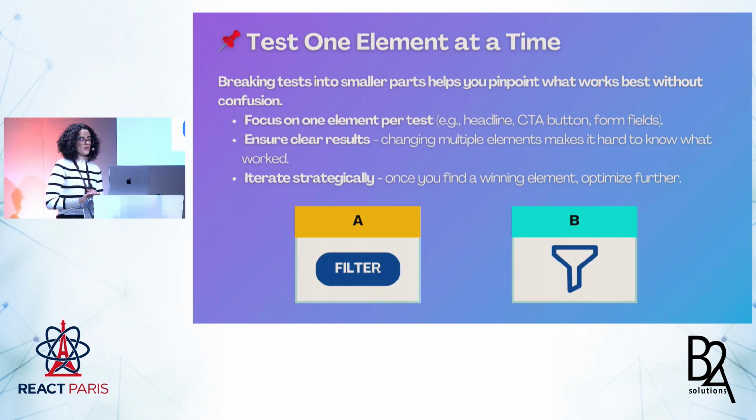The next thing you should consider is to test one element at a time. Breaking tests into smaller parts helps you pinpoint what works best without confusion. You should focus on one element per test, for example, headline, call to action button, form fields. And you should ensure clear results. Changing multiple elements makes it hard to know what worked. And the last thing is you should iterate strategically. Once you find a winning element, optimize further.